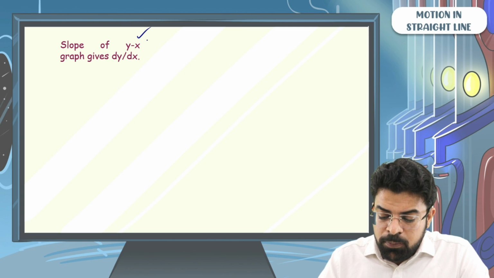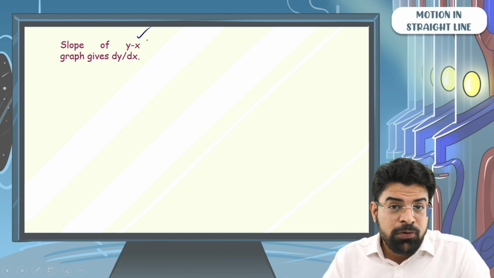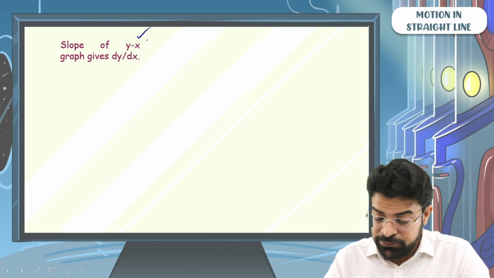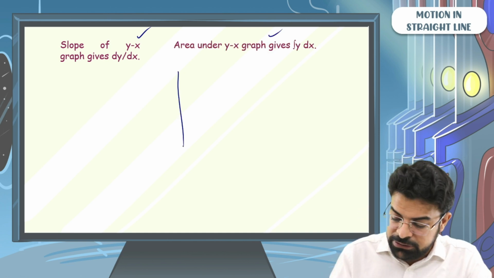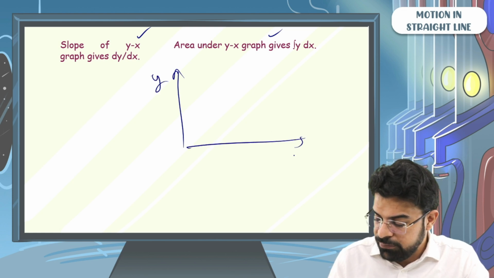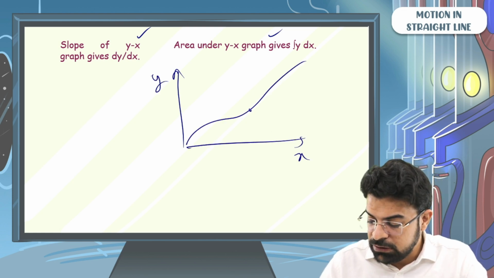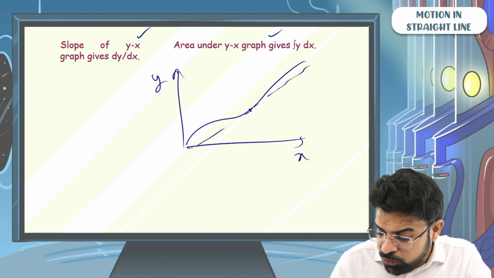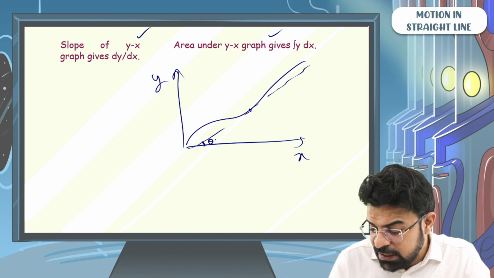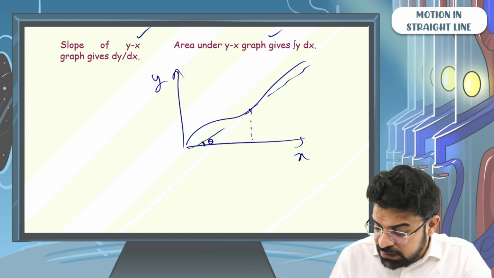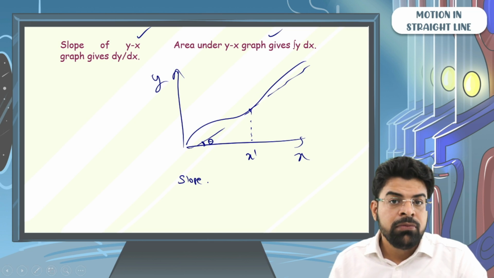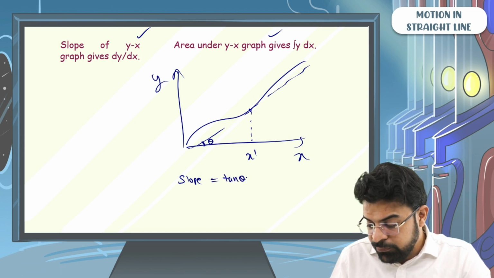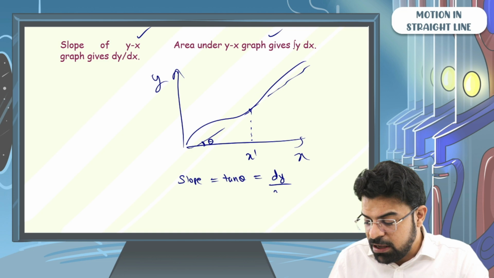We know that the slope of y-x graph gives us what? The slope of y-x graph gives us dy by dx. And the area under y-x graph gives us integral y dx. So if you have any y-x graph and you draw the tangent at any point, and if this tangent makes an angle theta when you draw this tangent at x equals x dash, we say that the slope of the graph is nothing but tan theta, which is nothing but the value of dy by dx at x equals x dash.